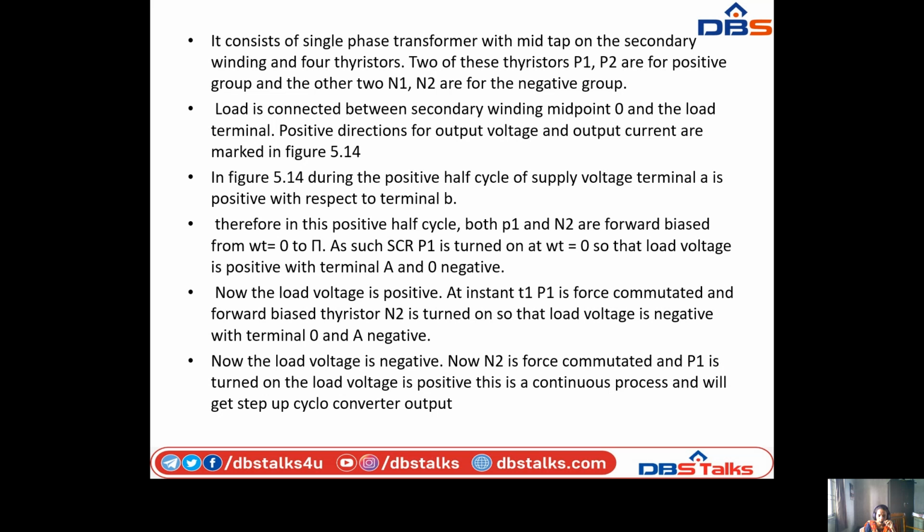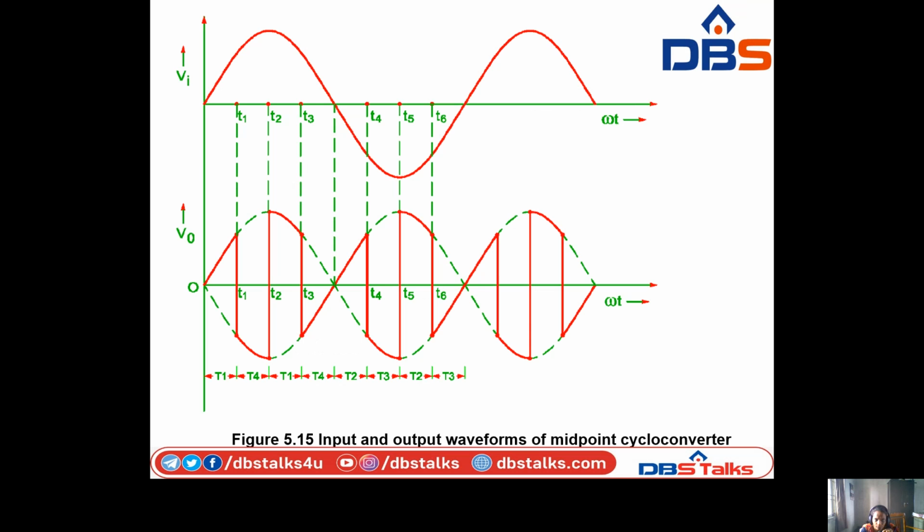So the load voltage will be negative, with terminal O positive with respect to A. Now the load voltage is negative. Now N2 will be force commutated and P1 will be turned on, and the load voltage is positive. With this continuous process, the cycloconverter output is set up. This is the output waveform for a midpoint cycloconverter, marked in red color for the positive half cycle and negative half cycle.